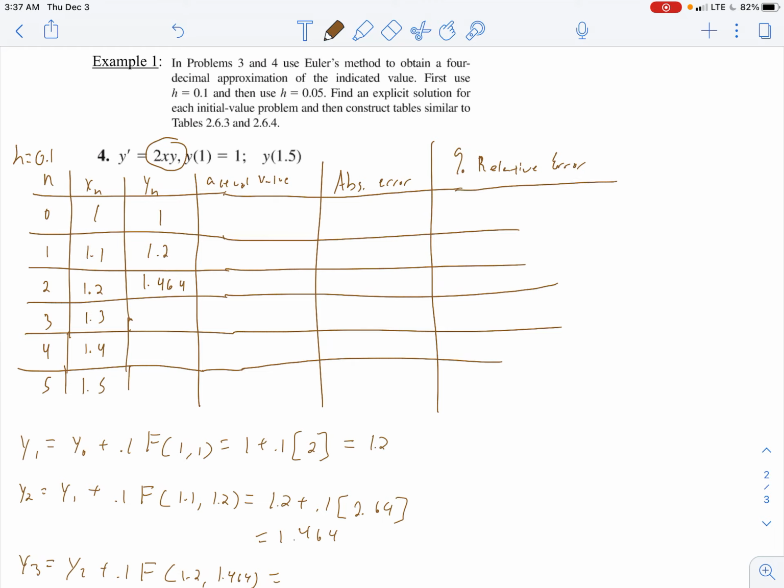Alright, for that last value. Again, to find the actual value, I actually need to solve this differential equation. So we're going to solve that together. And then I'm just going to show you the formula again for absolute error and percent relative error.